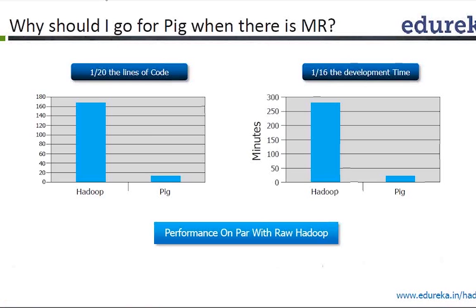How Pig does that, guys, is that Pig basically has a compiler that takes your Pig Latin script as an input, and then converts that program into a MapReduce job.